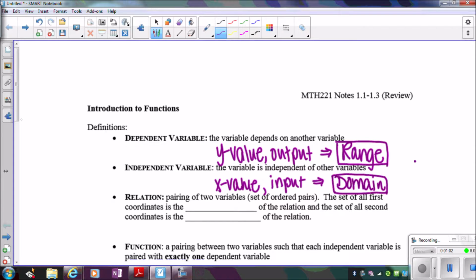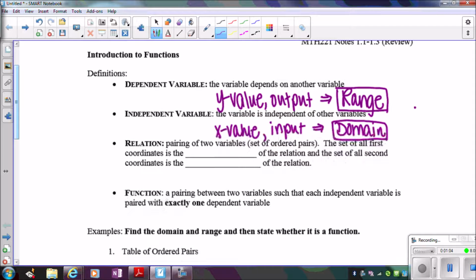And then we talk about what's called a relation, and then we'll get into a function. A relation is anytime you have a pairing between two variables, like an ordered pair. So if I have, for example, 2, 1, that's an ordered pair, that's a relation. If I input 2, I'm going to get out 1. It doesn't matter what I put 2 into, what kind of equation it goes into, it just has to come out with an output.